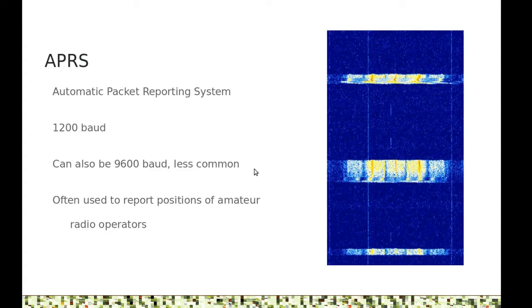And then there's APRS, which is just a very fast burst, 1200 baud. APRS is Automatic Packet Reporting System, which is what amateurs use to send text messages. They also use it to report their position, the weather, a bunch of other things. And we'll play with APRS a little bit tonight as well.